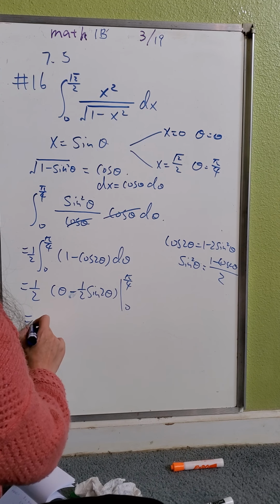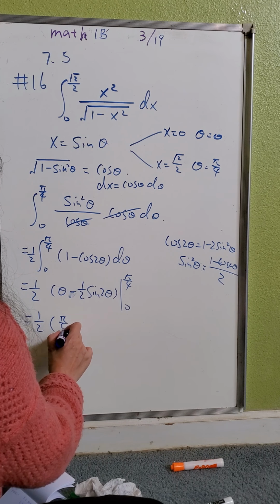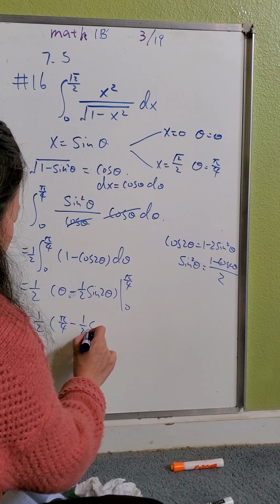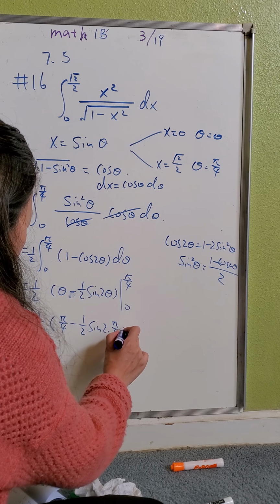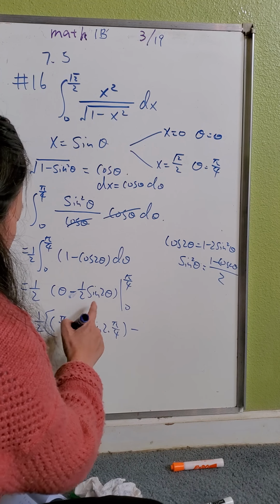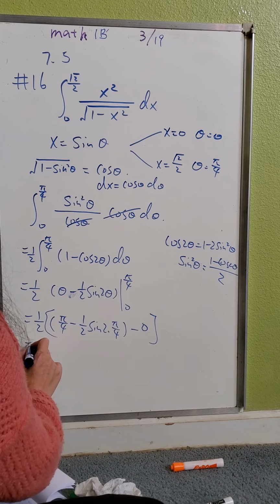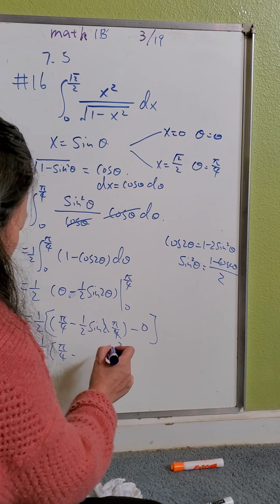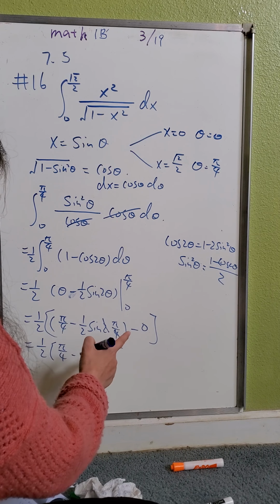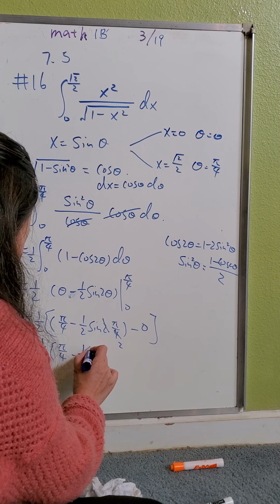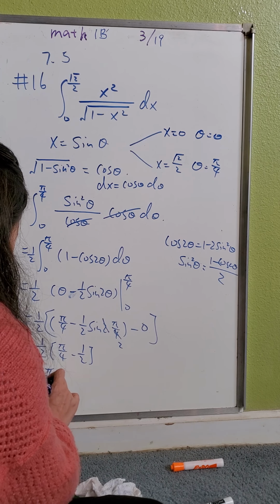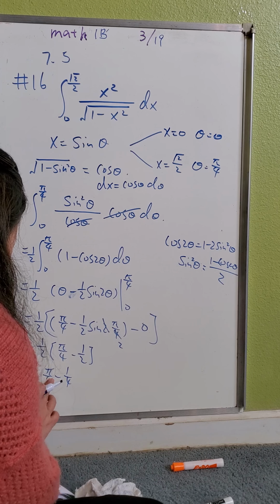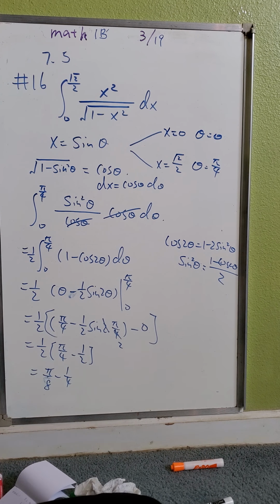Plugging in, that becomes 1/2 times pi over 4 minus 1/2 sine of 2 times pi over 4, then subtract the 0 from the lower limit. That equals 1/2 times pi over 4 minus 1/2, since sine of pi over 2 is equal to 1. So it comes out equal to pi over 8 minus 1 over 4. Oh, pi over 8, I'm sorry, making a small mistake here. So that is the answer for number 16.